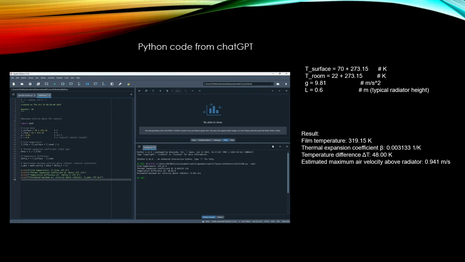I asked ChatGPT to give a Python code, and using this Python code I calculated an example case. We have a surface temperature 70 degrees C and the room temperature 22 degrees C, and from these results we see that the maximum velocity above the radiator is 0.9 meters per second. So we are talking about very low velocities.